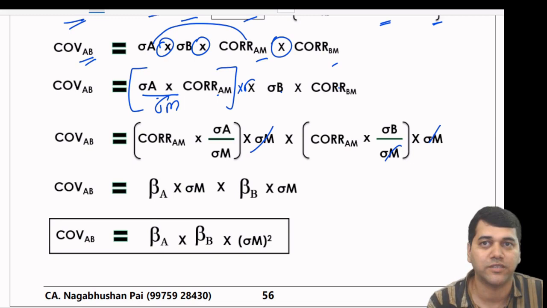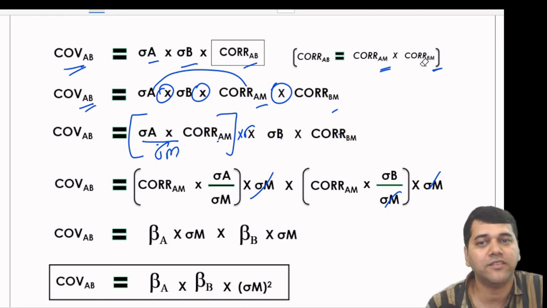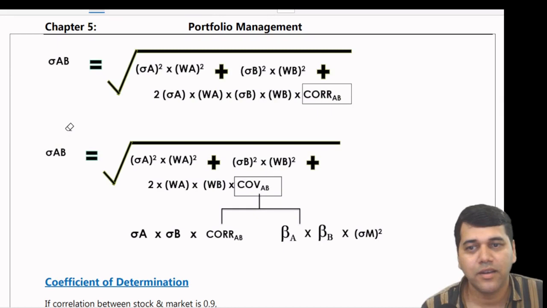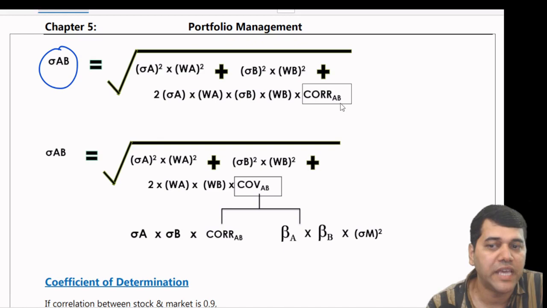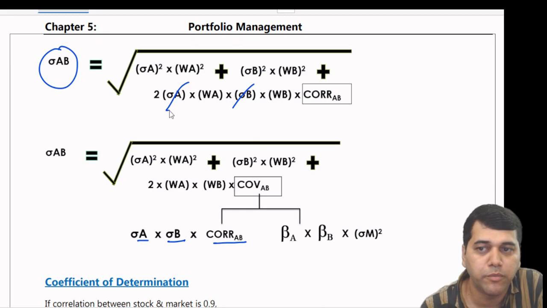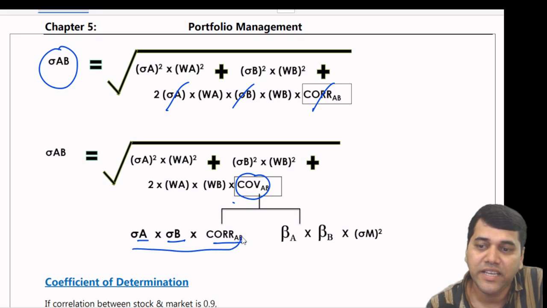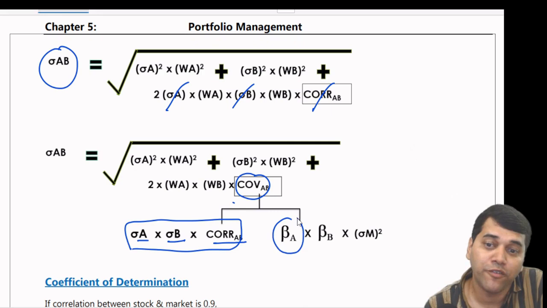We are getting added with these equations. So we are deriving certain new equations using known equations only, making certain assumptions. And everything starts with the correlation of AB is correlation of AM into correlation of BM. Now, if I go to the portfolio risk, we are given this traditional formula. Now, can I change this correlation of AB? It is standard deviation of A into standard deviation of B into correlation of AB, which is nothing but covariance. By removing this, can I put in covariance? Yes. Instead of covariance, can I use beta of A into beta of B into market variance? Just now we derived it.